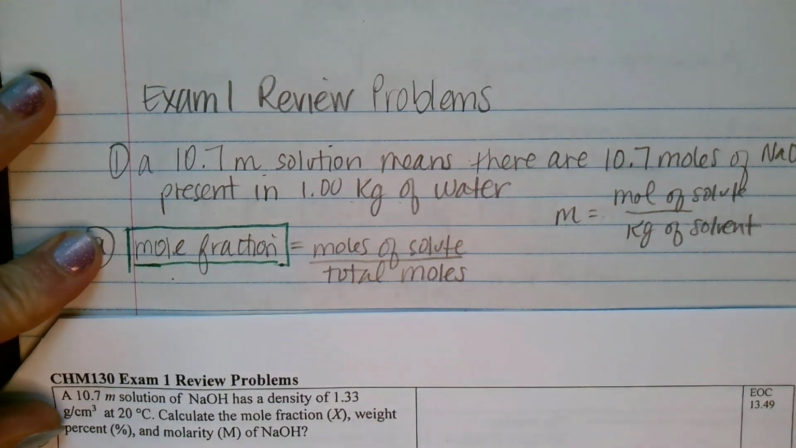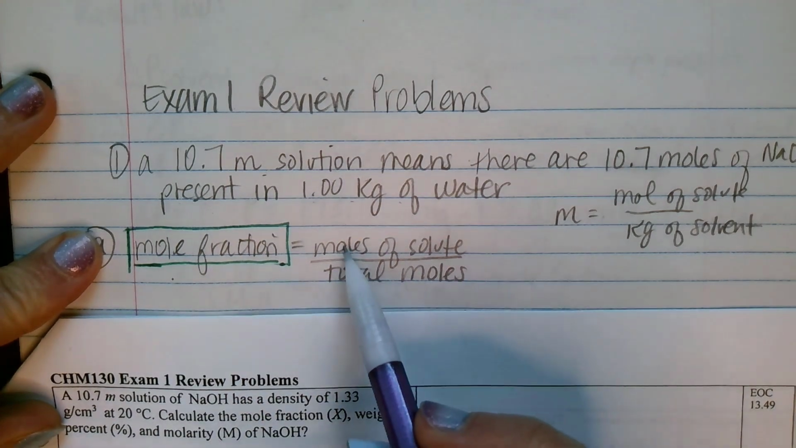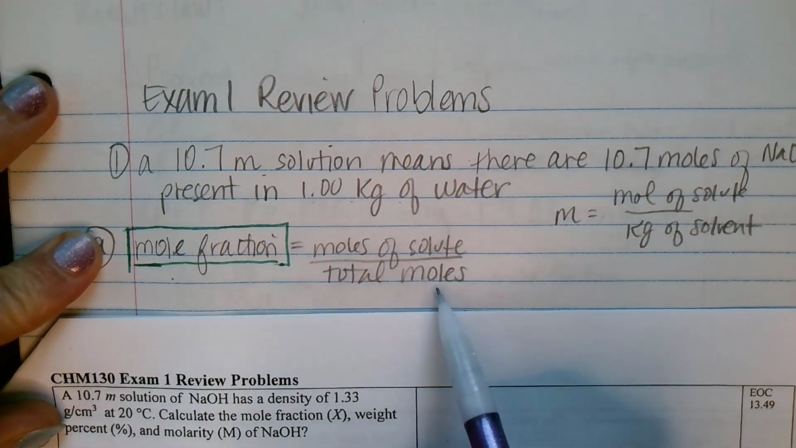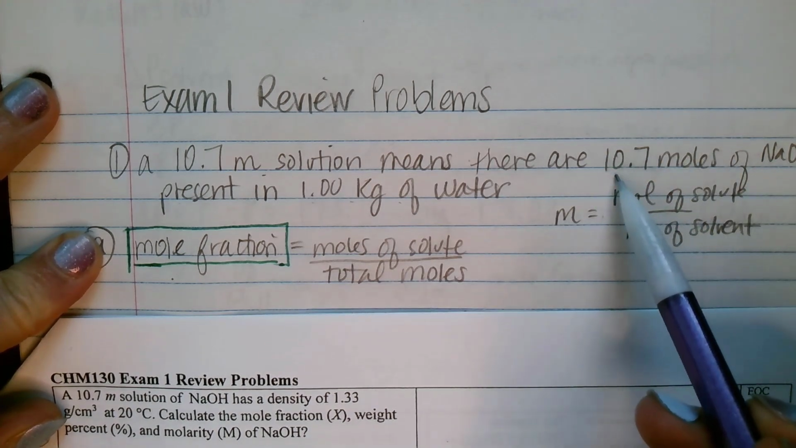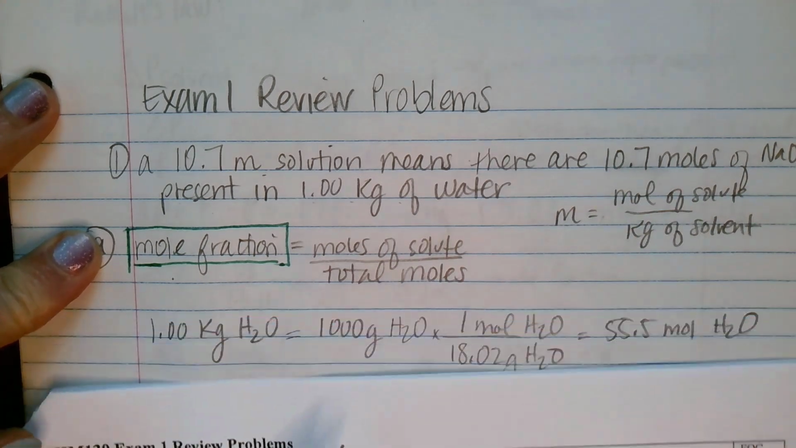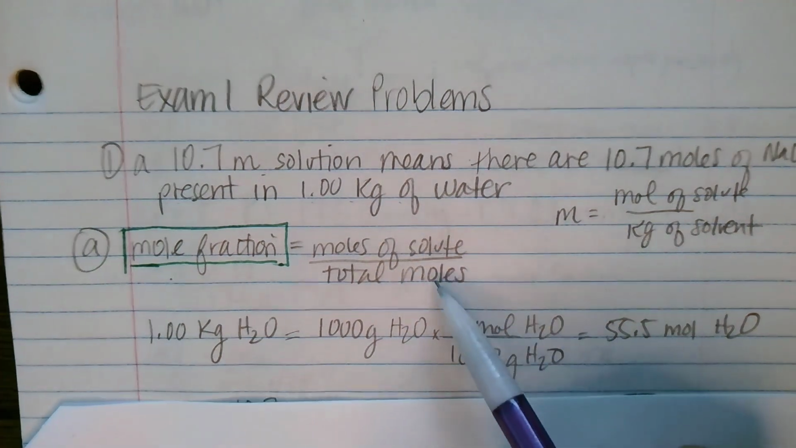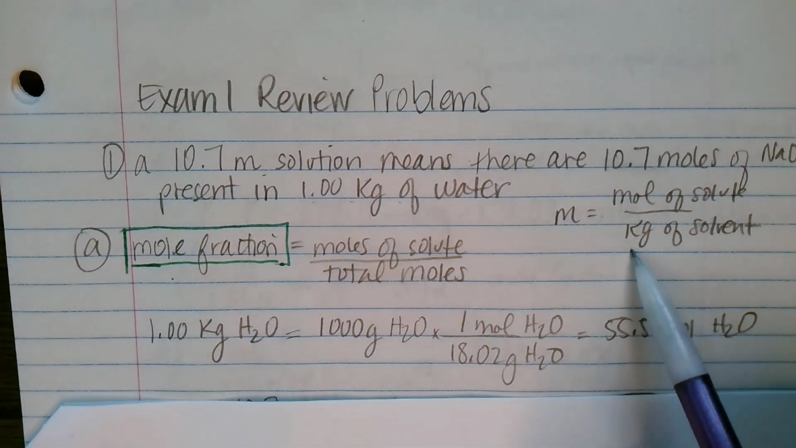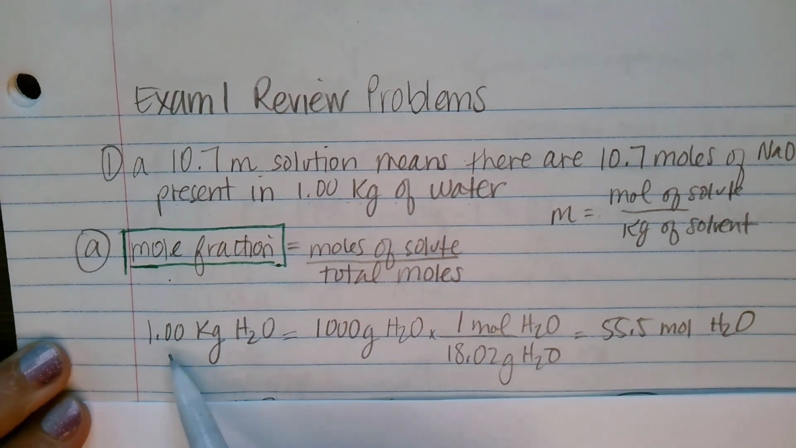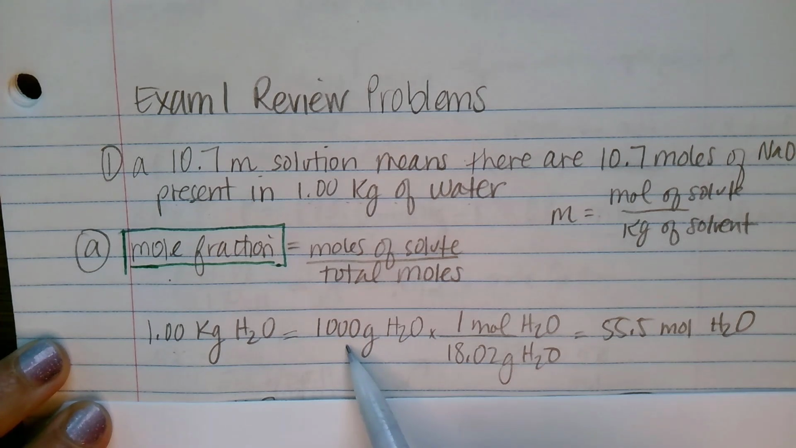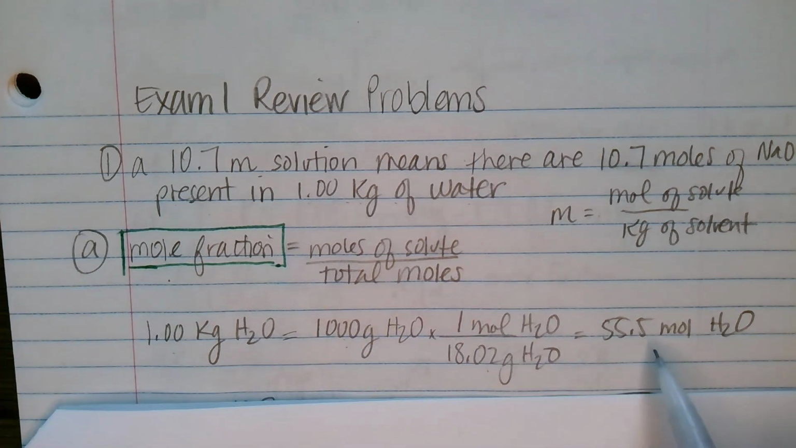So let's look for the first thing, mole fraction. So we need moles of solute over total moles. All right, well, we know moles of solute, that 10.7 tells me the moles of solute. Now we need to figure out how many moles of solution we have. We know that we have 1 kilogram of water, which is 1,000 grams. We can go grams to moles. We can figure out how many moles of water we have.